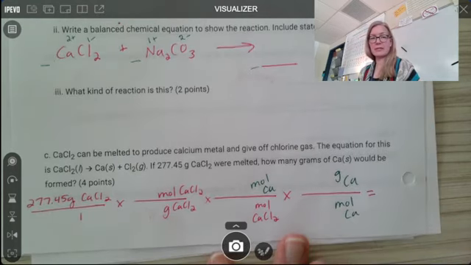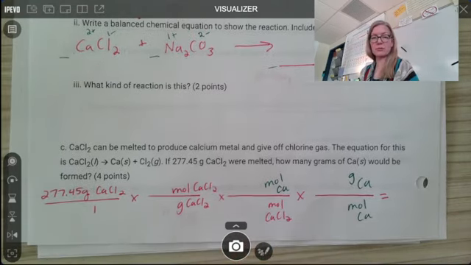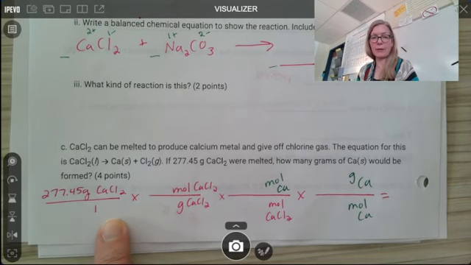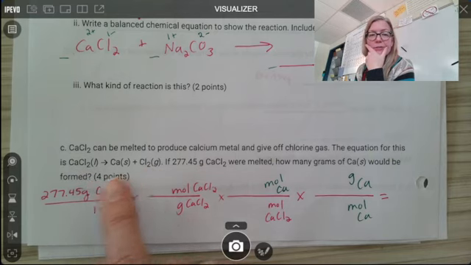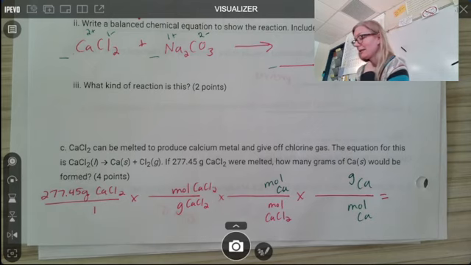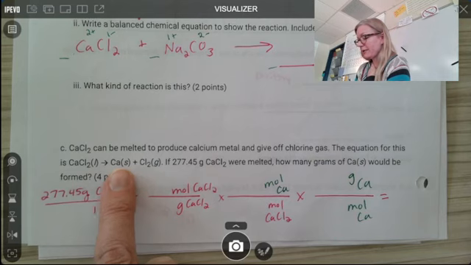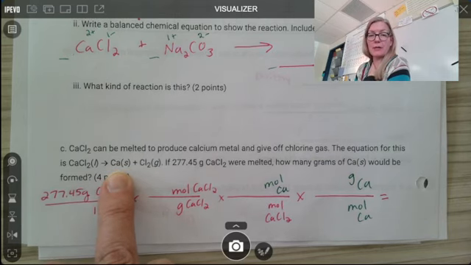All right, for part C, this is some stoichiometry. So they're telling you the amount of CaCl2 that you're going to start with. I'm not sure why they're saying it was melted. It decomposed. This isn't melting. This is decomposition. But in any case, what they're wondering is how much Ca are you going to produce in grams.